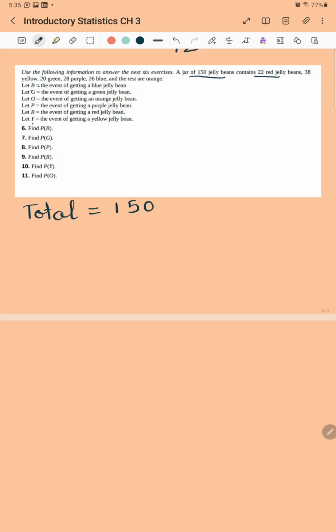B for the blue, G for the green jelly beans, O for the orange, P for the purple, R for the red and Y for the yellow. So first of all, let's say B. Let us write down what each one is. So B, then G, then O, then P, R and then Y.